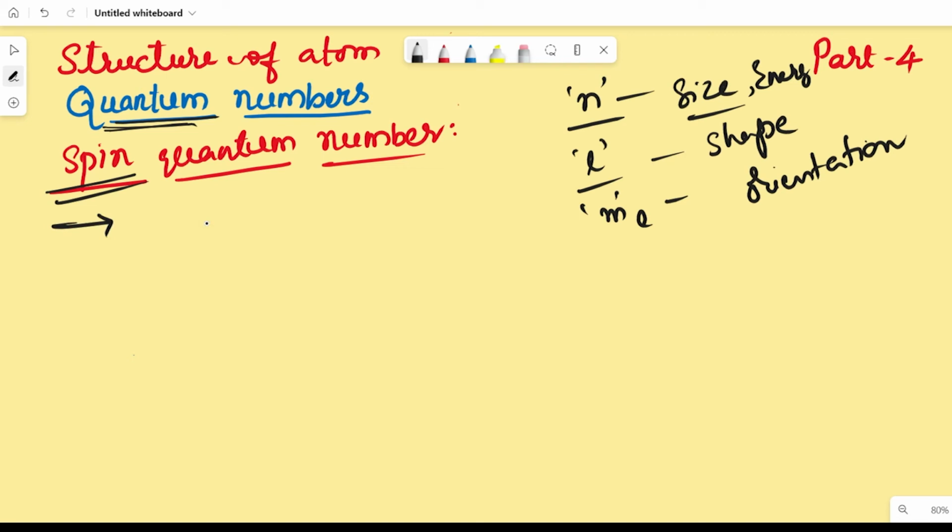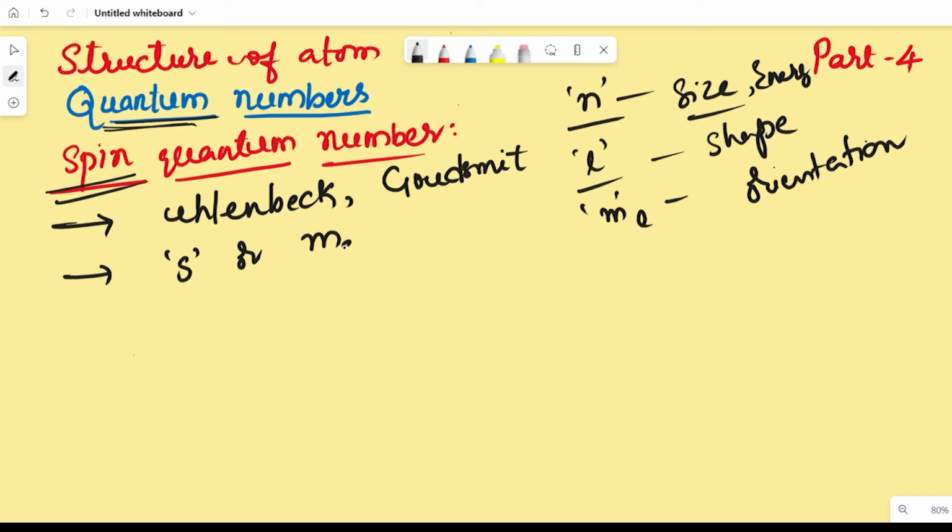Actually this spin quantum number was found by two scientists called Uhlenbeck and Goudsmit. Is it okay? And it is represented with small s or ms. So now let us see what is the necessity of this quantum number.